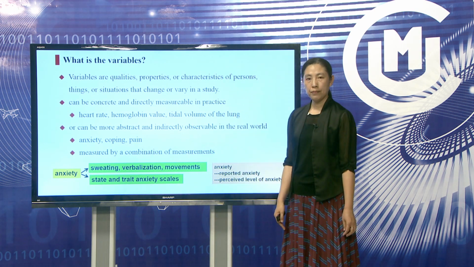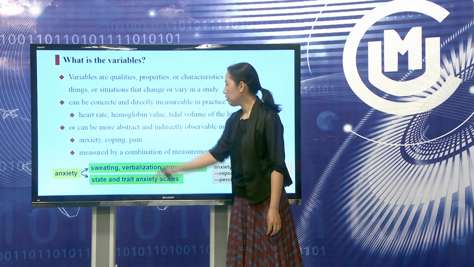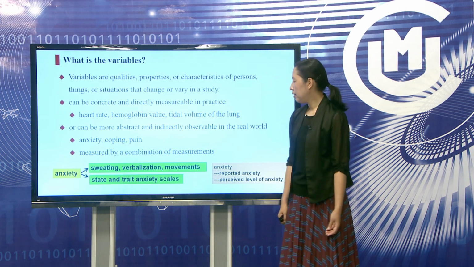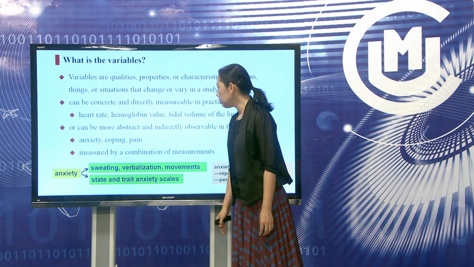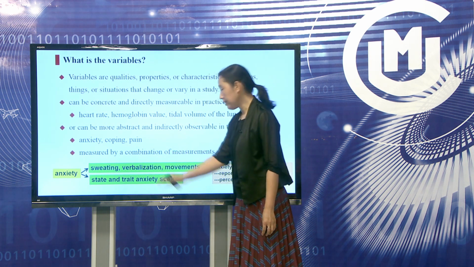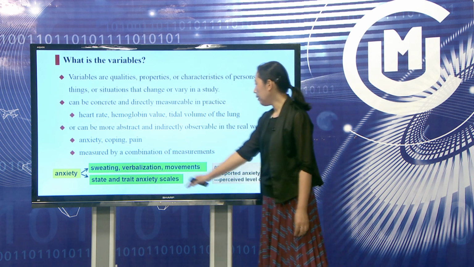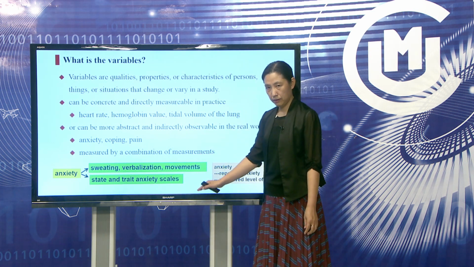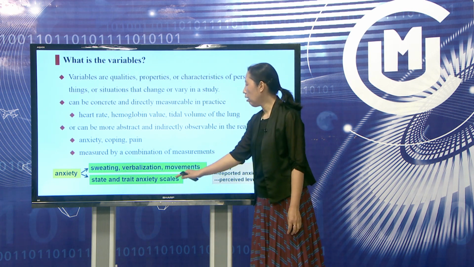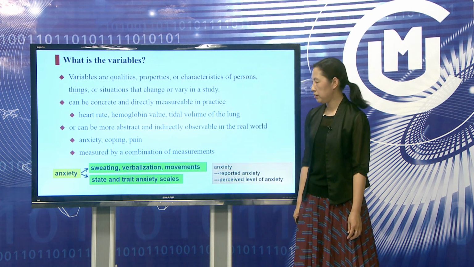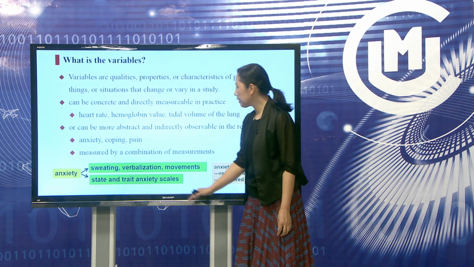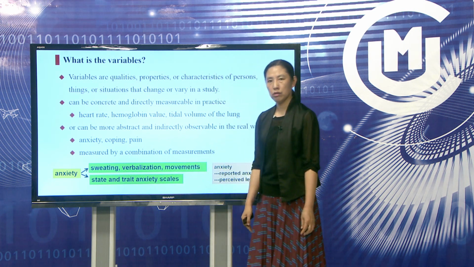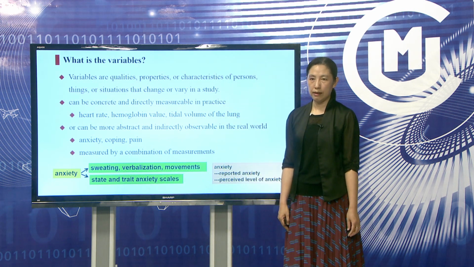For example, if we want to measure anxiety, how can you tell if the patient has anxiety? You may observe if the patient is sweating, and how about the verbalization and the verbalized style, and how about the movements. From these things, you can tell if the patient has anxiety. Or maybe you can use a scale to measure. Use the State and Trait Anxiety scale to measure the level of anxiety.